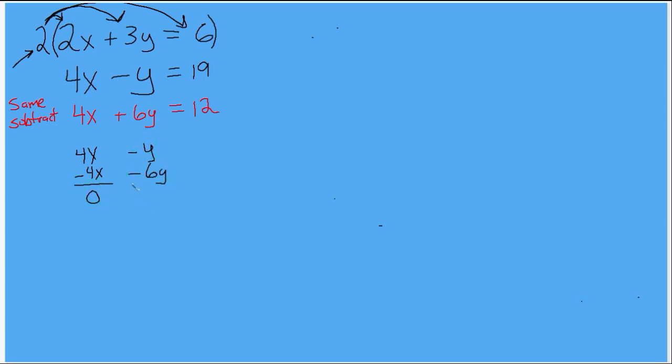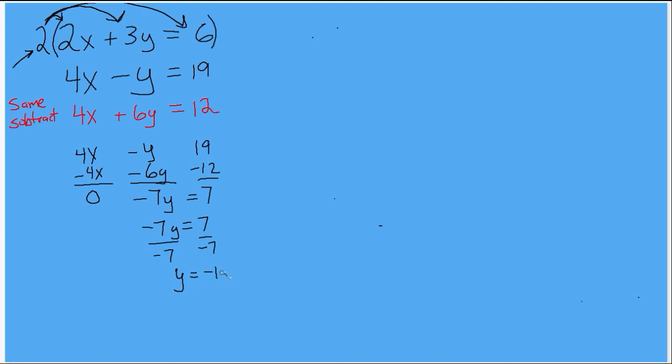Negative y minus 6y. When you have two negatives, you add them together and you get negative 7y. And then 19 minus 12 is 7. So our new equation is negative 7y equals 7. I'm going to divide both sides by negative 7, and I get y is equal to negative 1.